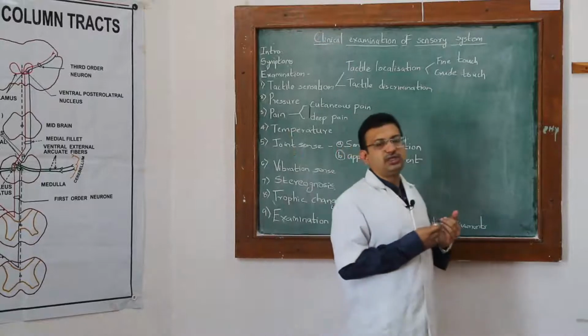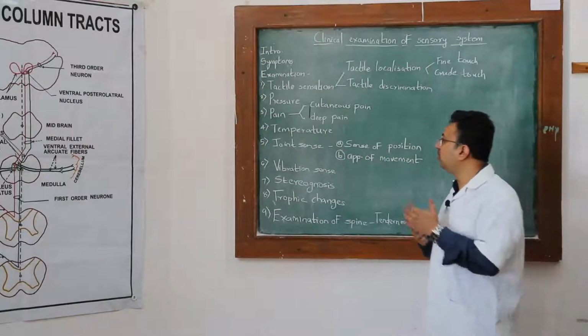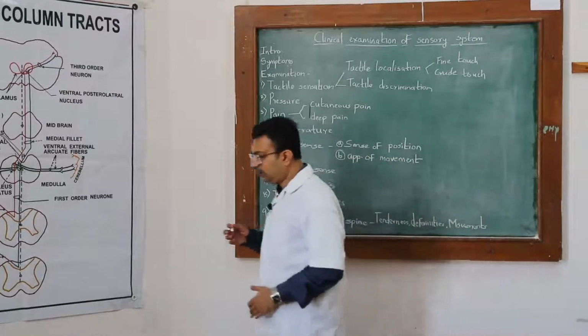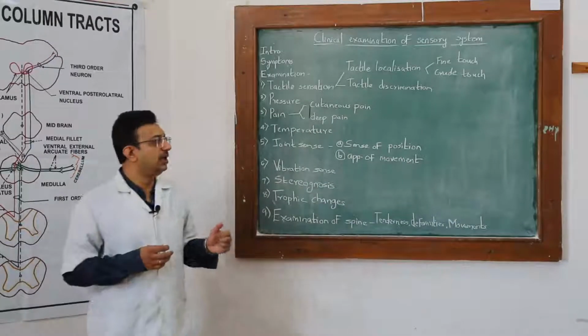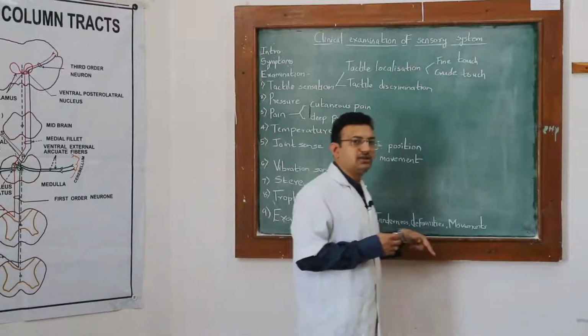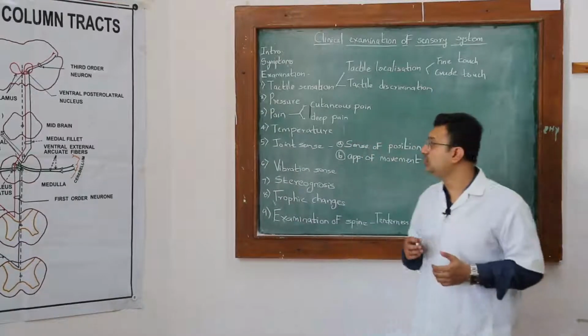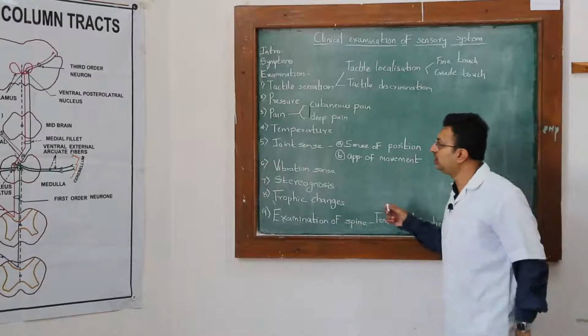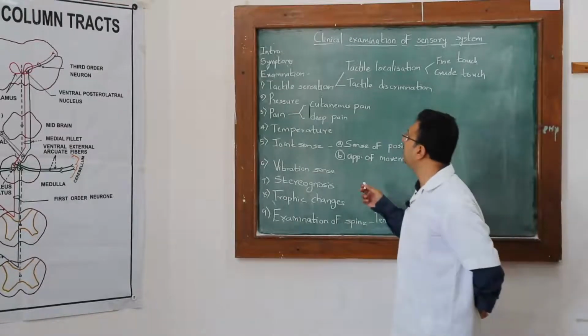You know the receptors, here the Pacinian corpuscle for the pressure. We will examine the pressure by keeping a finger, we will press and we will ask whether he perceives it or not. This is how we check for the pressure. After pressure, we have pain.